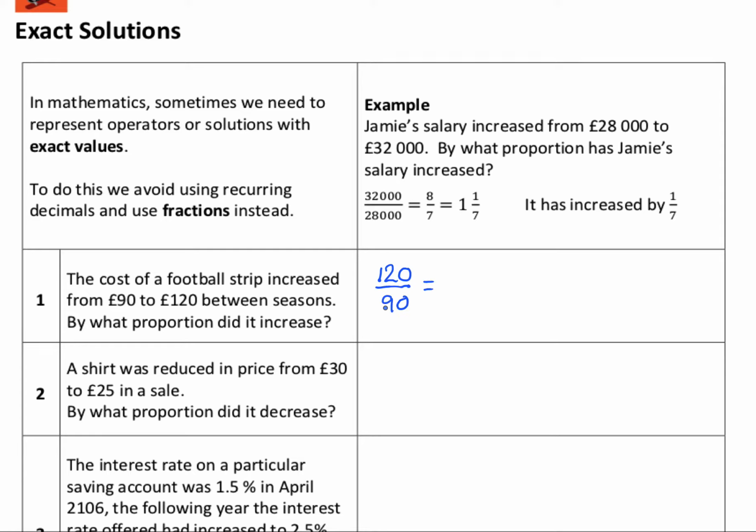Now both of those are divisible by 30, and that gives me 4 over 3. Okay, so that's 1.3 recurring, 133.3 recurring percent. It's not a very nice percentage. Okay, this is instead equal to 1 and 1/3. And if you get this sort of thing on your calculator, I think you can just keep pressing the SD button and I think it will show it as a mixed number eventually. I could be wrong there. So it has increased by 1/3 is the answer.